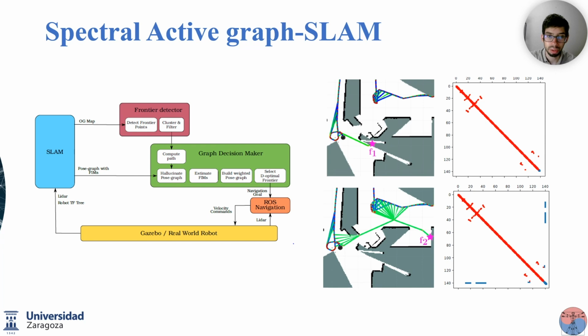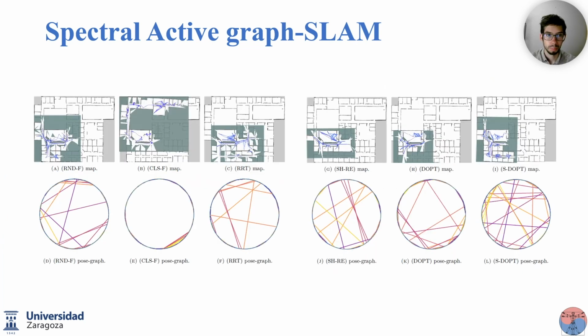In the upper figure, we can observe the posterior graph, depicted in green, after visiting the candidate frontier F1, while the lower figure shows the pose graph after visiting F2. Notice the differences between the connections in both graphs and how that translates into the posterior information matrices, and equivalently in the graph Laplacians.